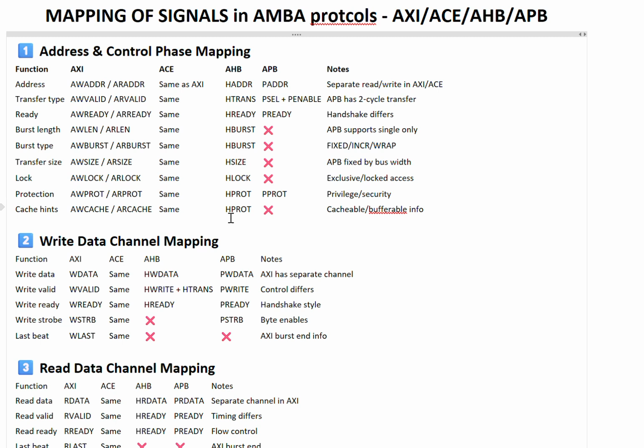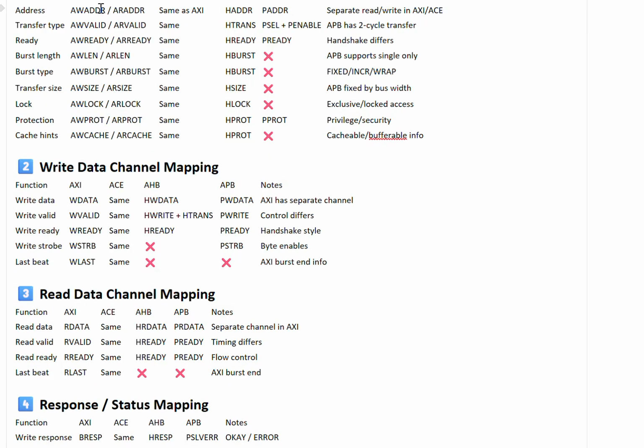Some bits of HPROT itself are used for cacheable and bufferable info for AHB, but it is not very exhaustive. And in case of APB, we do not have any kind of cache support. That was for the address and control phase mapping. So moving on to the write data channel mapping.